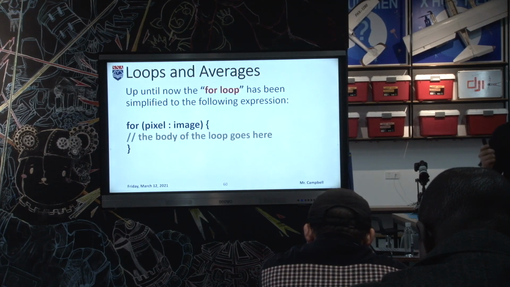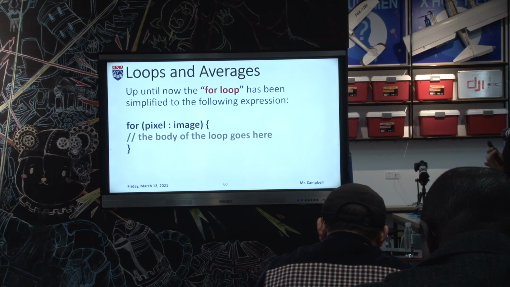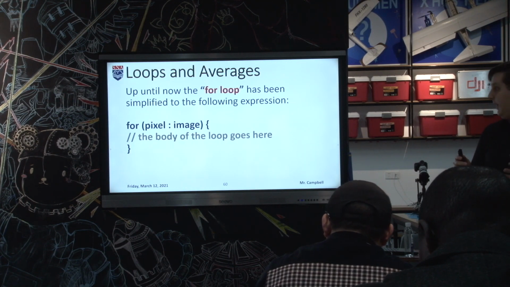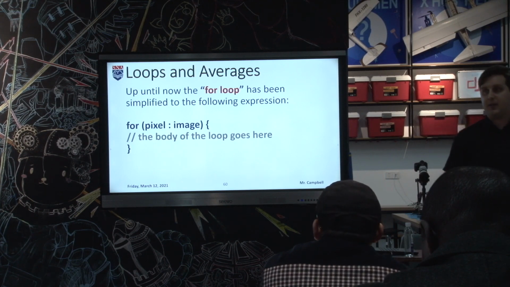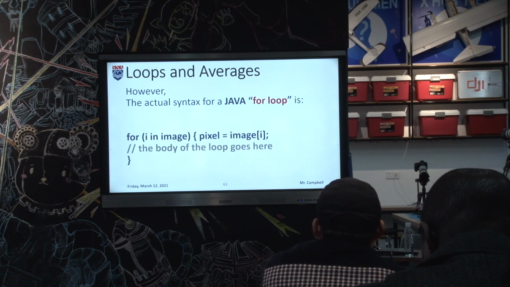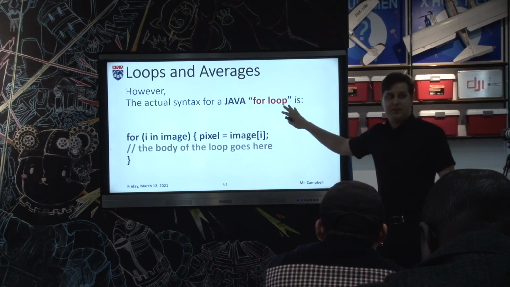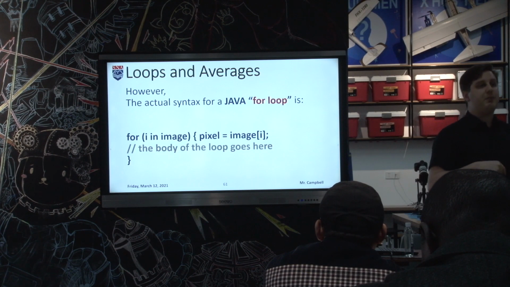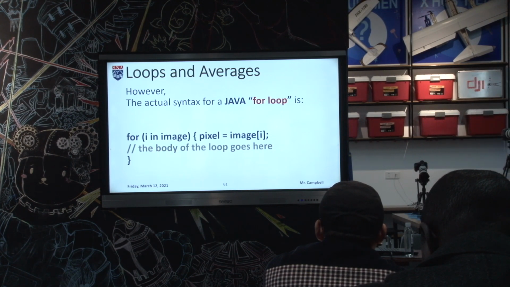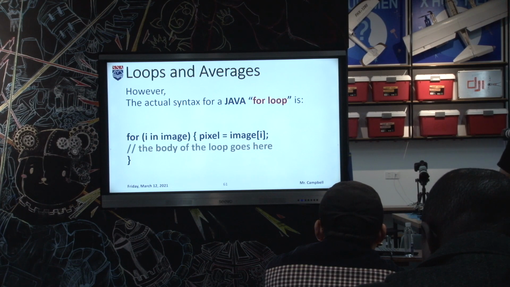So far I've been using this expression for pixel in image, which is not actually the real syntax for Java, but to make the beginning of the lecture a little bit easier, I simplified it. The true structure for Java is actually this: for i in image, pixel equals image i. I'm not going to go into the semantics of the structure, but from now on I'm going to use the real syntax that the Java programming language uses. Before I gave you a simplified, cheating expression, now I'm going to give you the real expression as we move forward. But essentially it does the exact same thing.